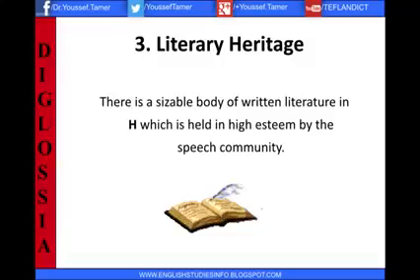Now let's move on. Literary heritage. Concerning this one, it says that there is a sizable body of written literature in the high variety, which is held in high esteem by the speech community. If you relate this to our context, especially in relation to Standard Arabic, you know that Standard Arabic holds a number of literary heritage that comes from old times. For instance, we talk about the mu'allaqat, we talk about all our literary figures and their products, while Moroccan Arabic doesn't have the same literary heritage, not a very big written literary heritage.